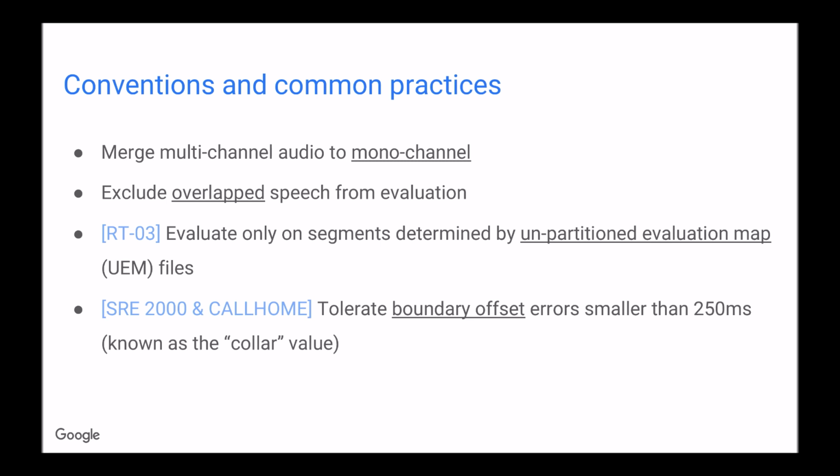There are several conventions and common practices when people evaluate their diarization results. First, people usually merge multi-channel audio to mono-channel before the diarization. Second, people usually exclude overlapped speech from the evaluation. For the RT03 dataset, there are some files called the unpartitioned evaluation map files. We only evaluate on the segments defined by these files. For SRE 2000 and CALLHOME American English, people usually tolerate boundary offset errors less than 250 milliseconds. This tolerance value is known as the collar value in the pyannote.metrics library.